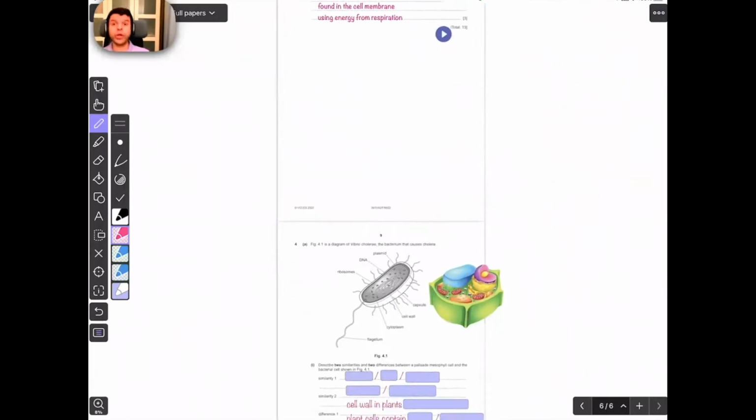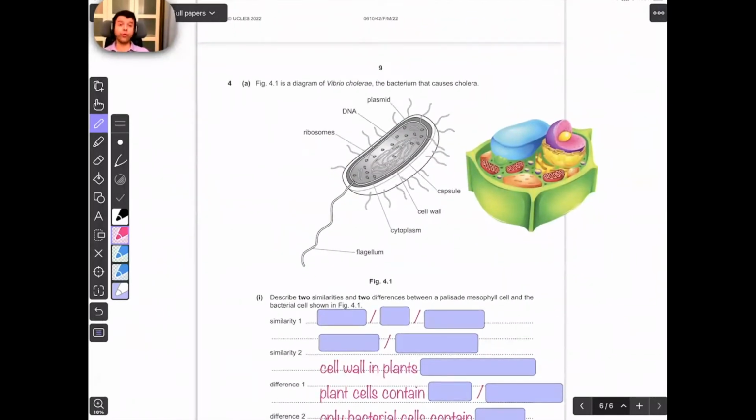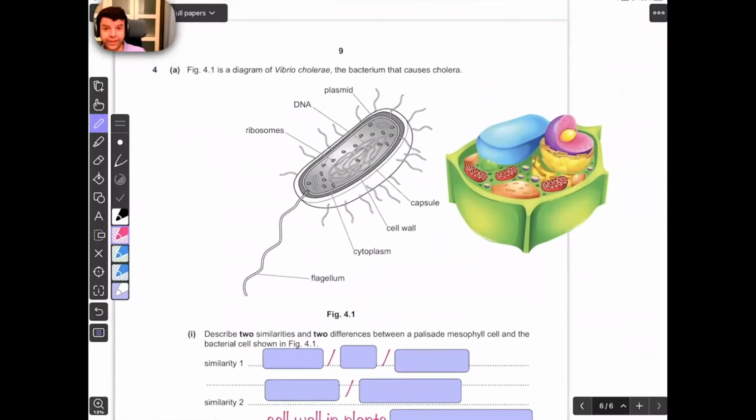All right, so we're halfway through. Now we're going to go to questions 4, 5, 6. Question 6 is very short. So let's start with this one here. They're giving me bacteria, and they want you to differentiate, right? Similarities and differences between a bacterium and a, what do you call it?